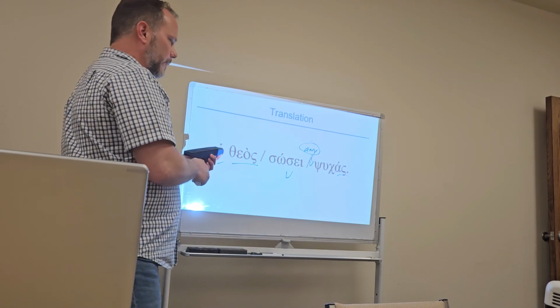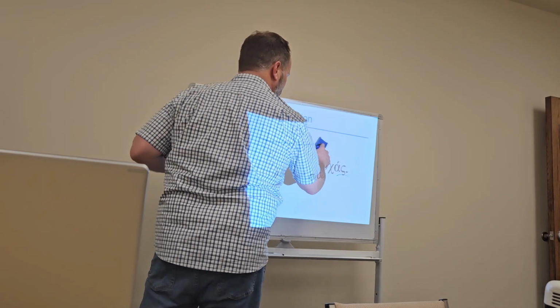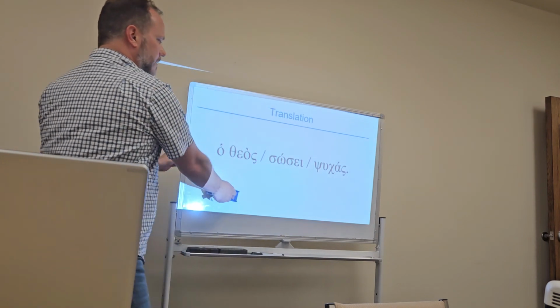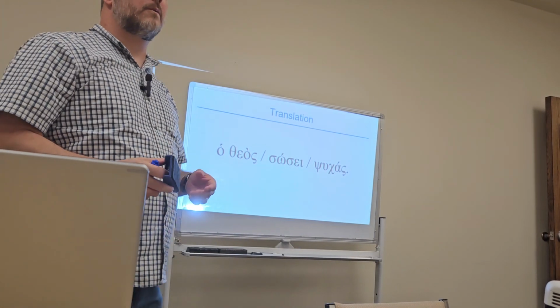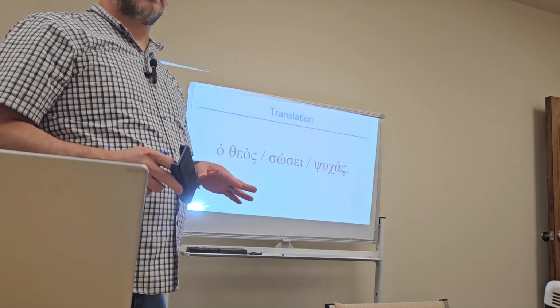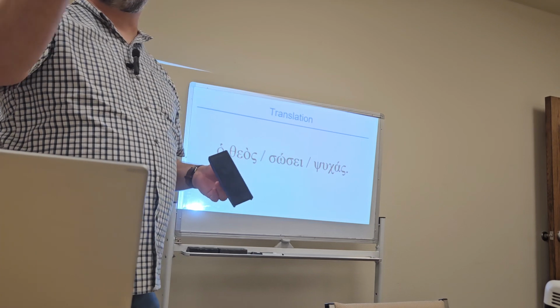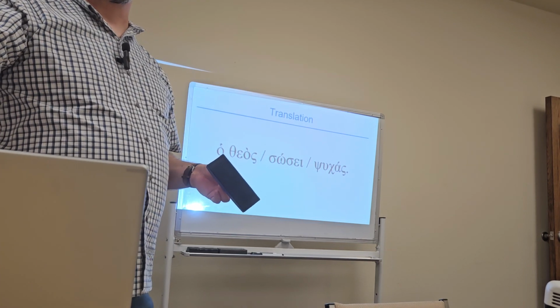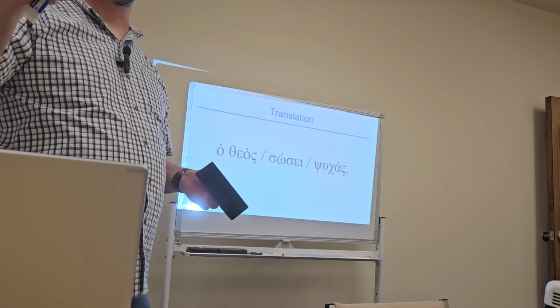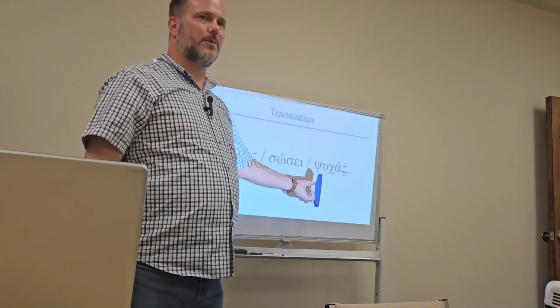So we can do uber literal interlinear translations, but a lot of times they're not going to make sense to an English speaker. Has anybody ever read a Greek interlinear Bible before? I've got one at home. What do you mean interlinear? In other words, where it's got the Greek and directly underneath the Greek is the English, word for word. So it will say, the God, he saves souls.